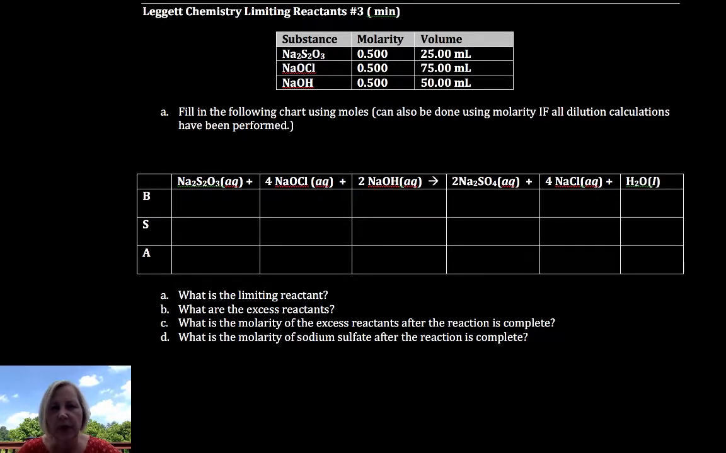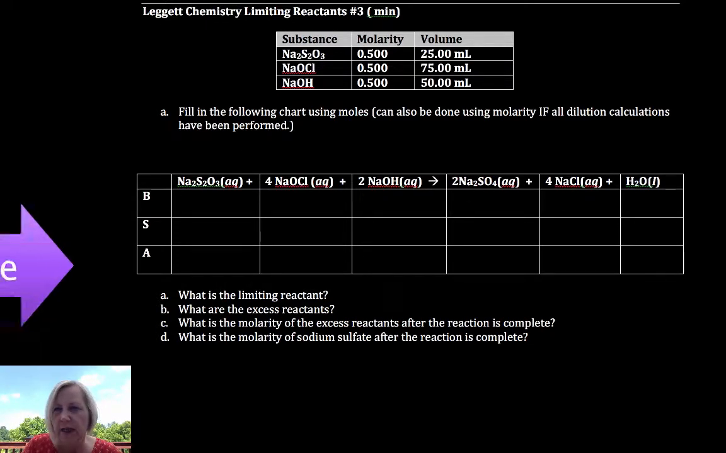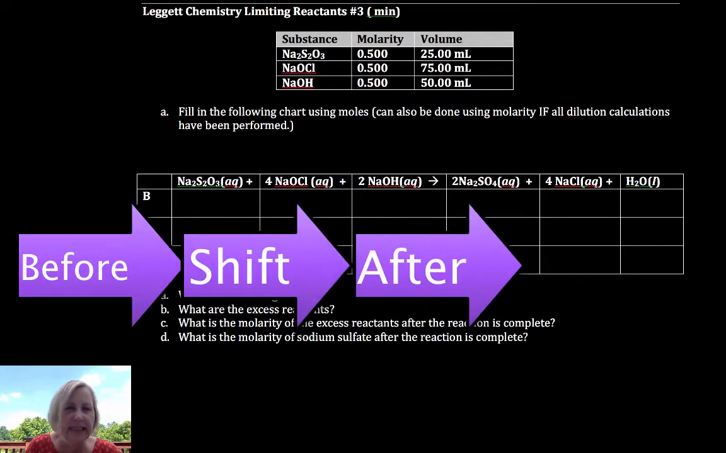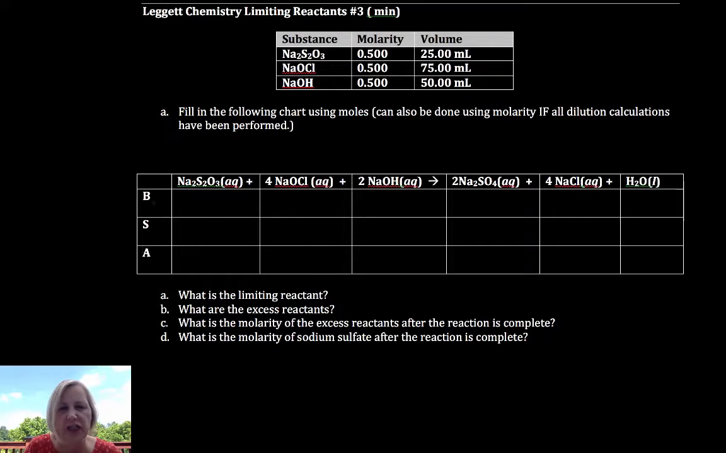In this example with limiting reactants, we're going to merge the concept of molarity and limiting reactants into one problem. And we're going to use what I call a BSA table, before, shift, and after. Sometimes you'll see that as an ICE table for some teachers, before, change, and after. We can do molarity with this if we've accounted for all dilutions.